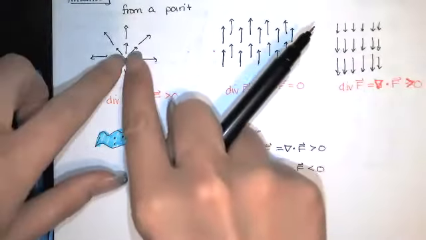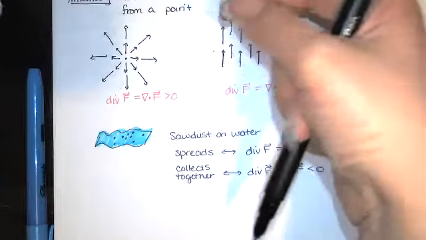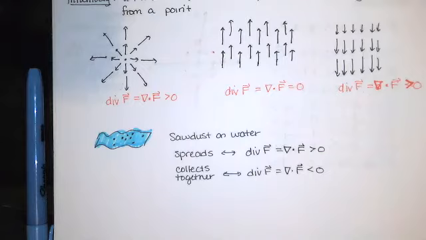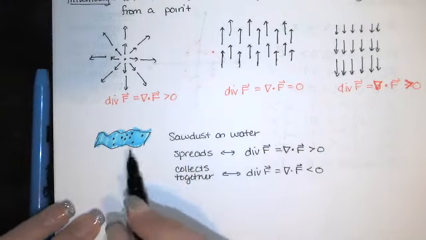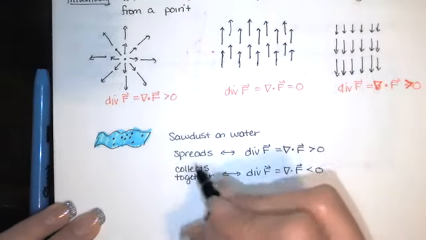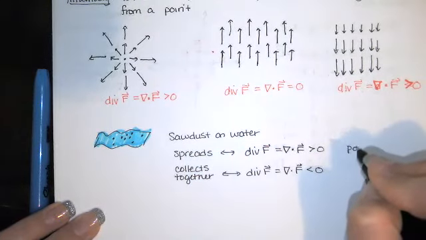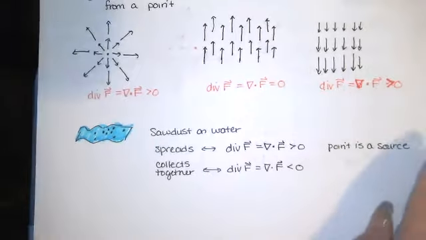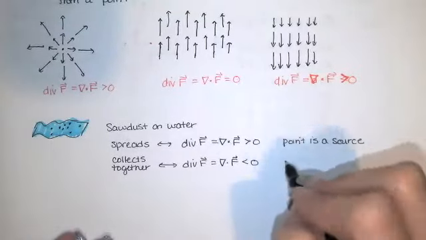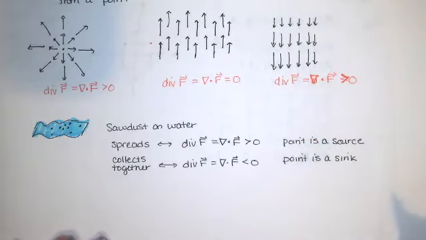So here, everything is going away, it's spreading out, so divergence is positive. If the vectors were pointing the other way, that sawdust in our fluid would be collecting together, so divergence would be negative. The point where this happens, that point where the sawdust is spreading out or collecting together, we say that that point is a source if the divergence is positive, and we say that that point is a sink if the divergence is negative.